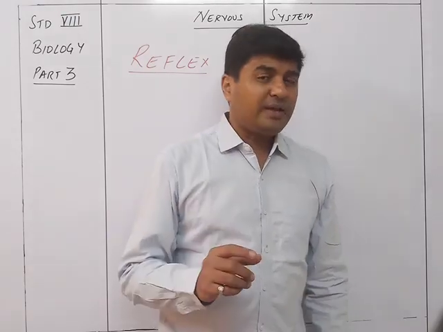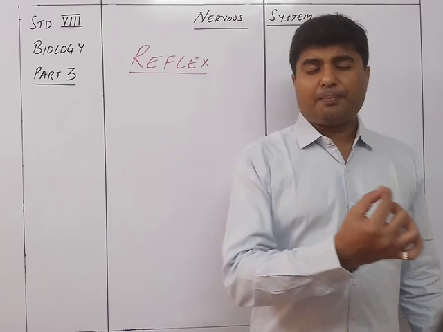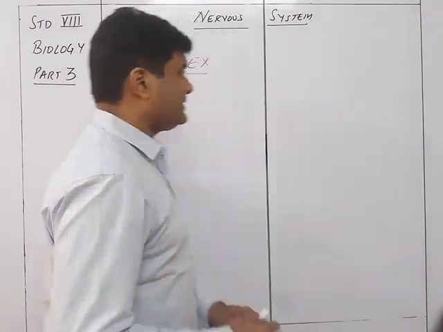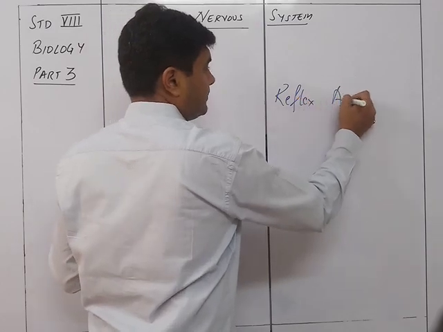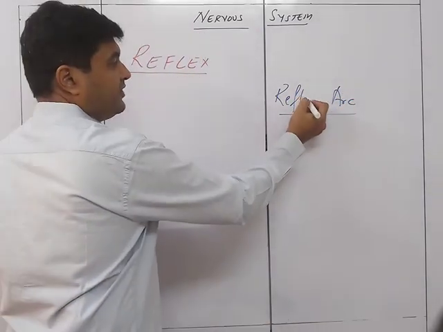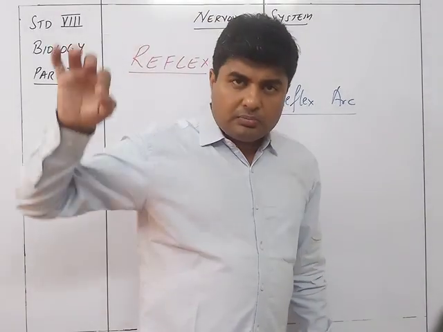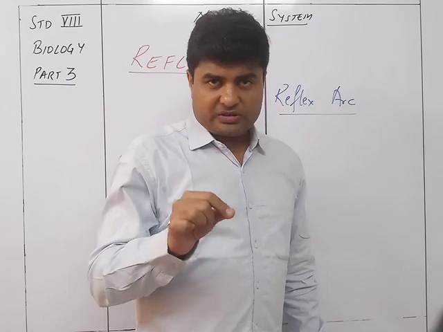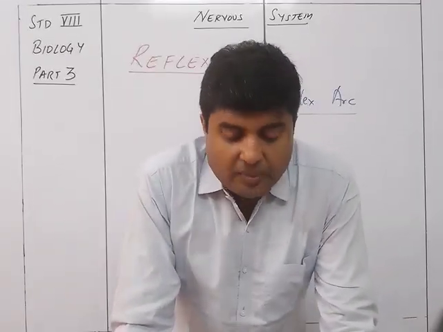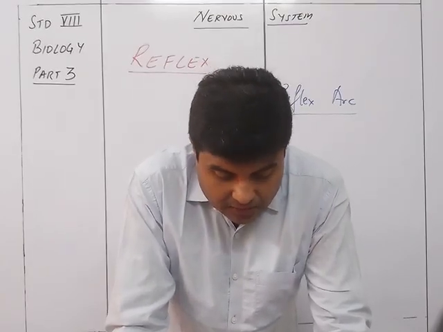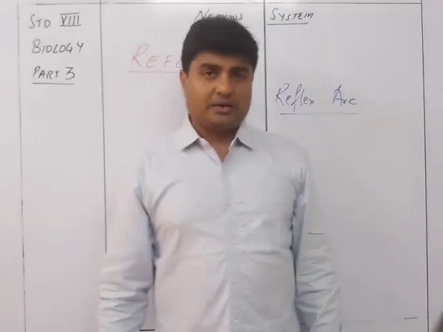And this particular thing is going to take place with a very short passage of the impulse, and that passage of the impulse is called the reflex arc. Okay, it's a reflex arc, the pathway of the stimulus causing the response. So the shortest path of the nerve impulse from the receptor to the effector, which makes a reflex action possible, is called a reflex arc. Okay?